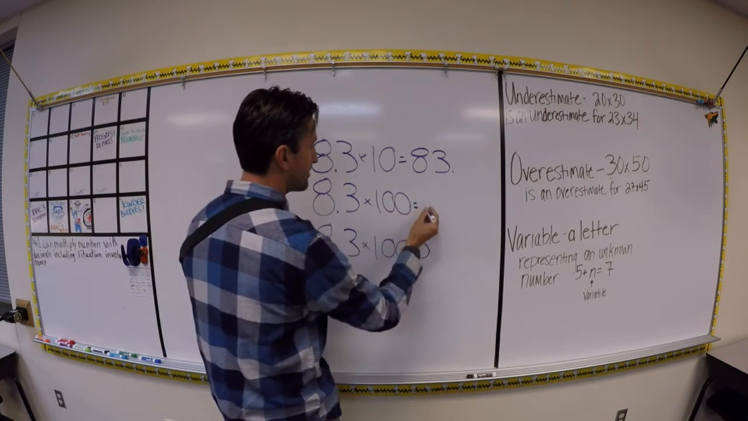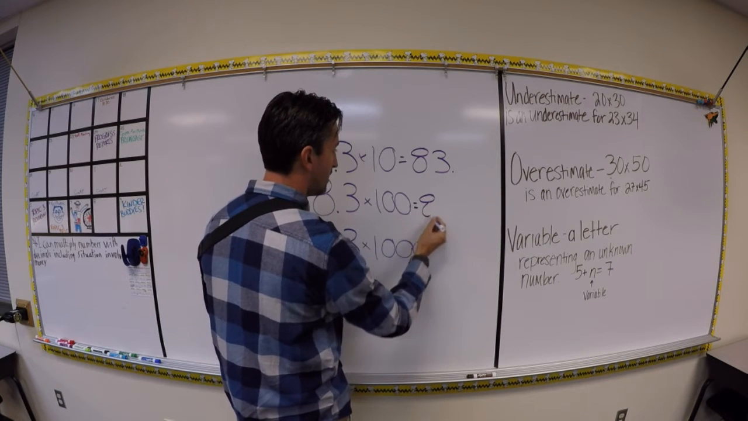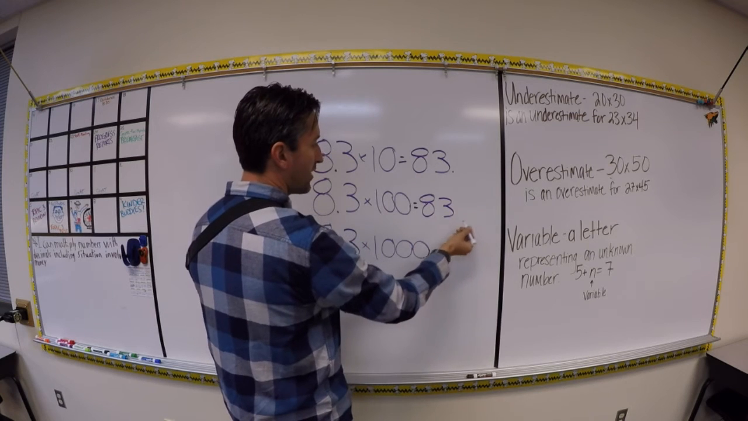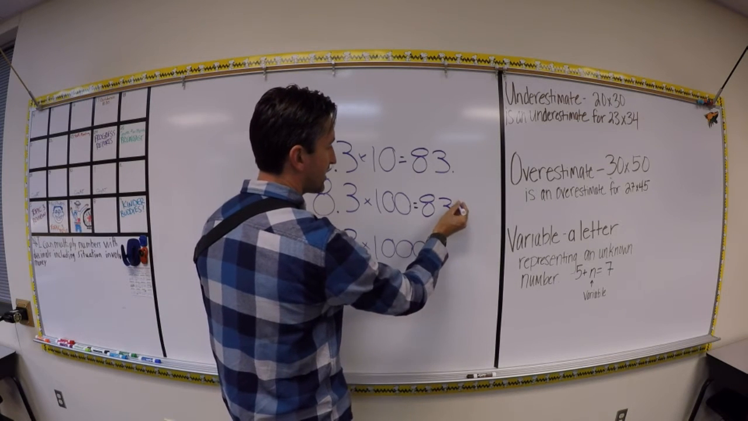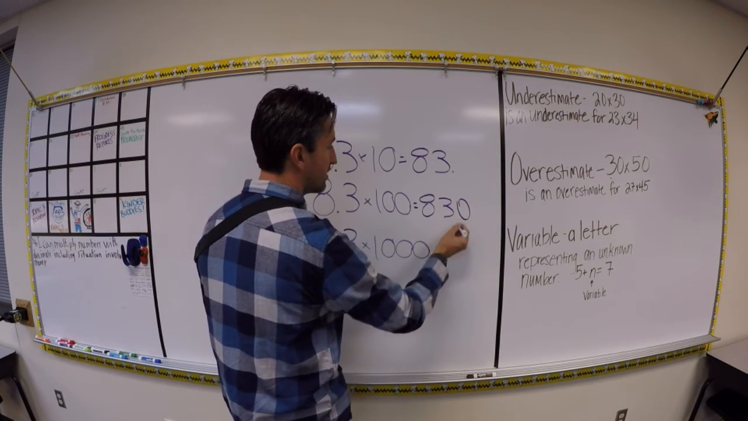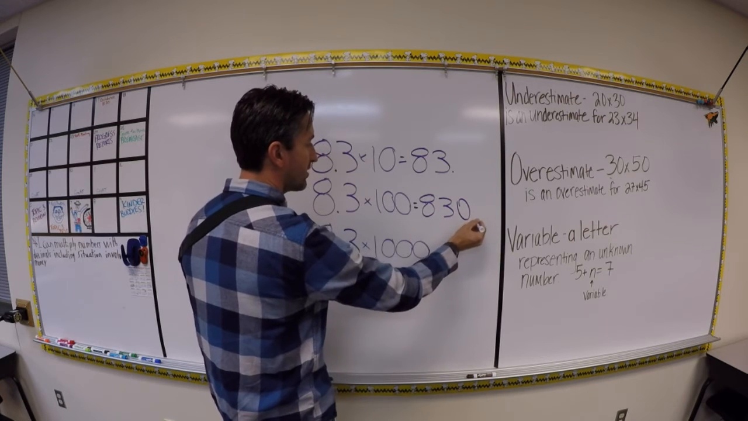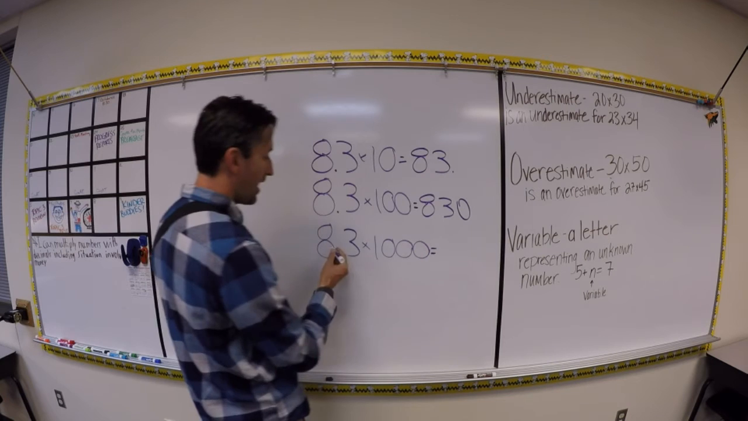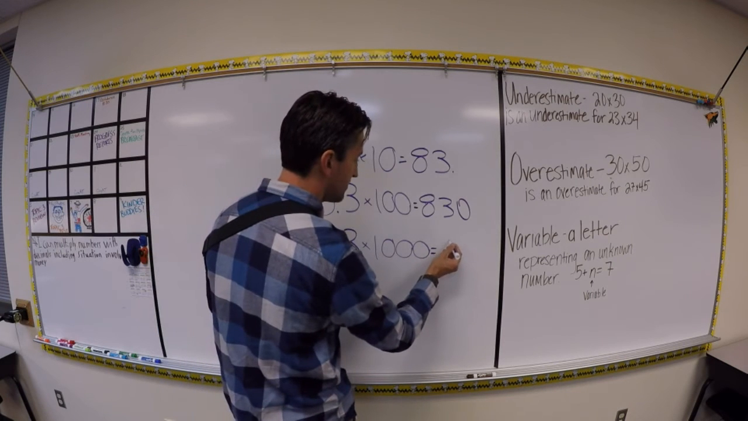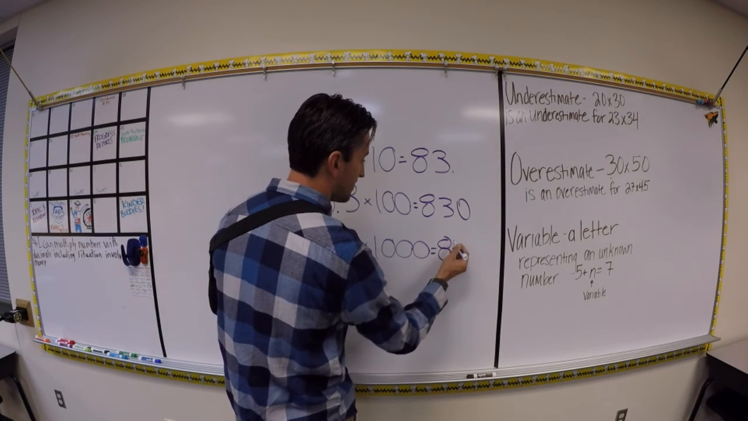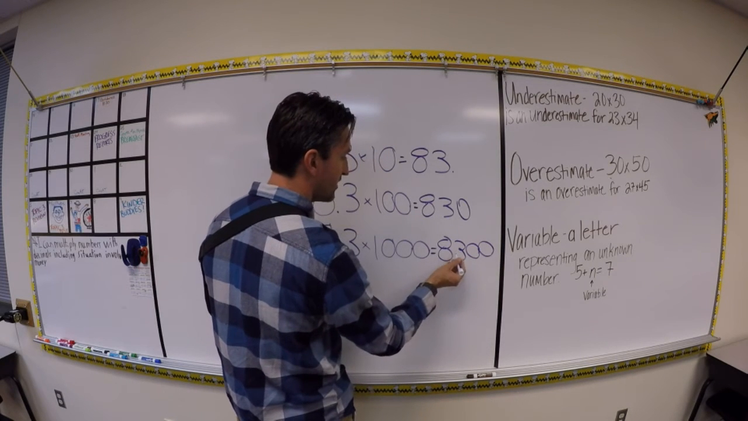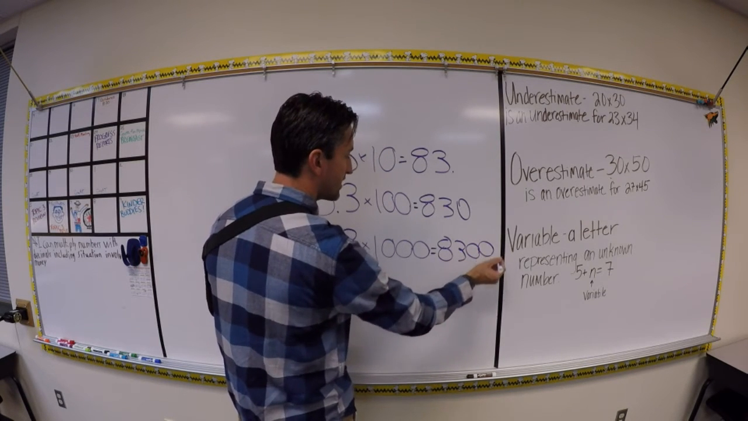8 and 3/10 times 100. We're going to have to move it over 2 places. But we don't have another place to move over, so we can add a 0 in. So our decimal would now be right there. That's 830. 8 and 3/10 times 1,000 is 8,300 because we moved the decimal 1, 2, 3 times.